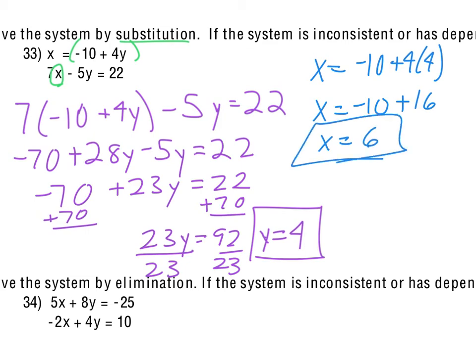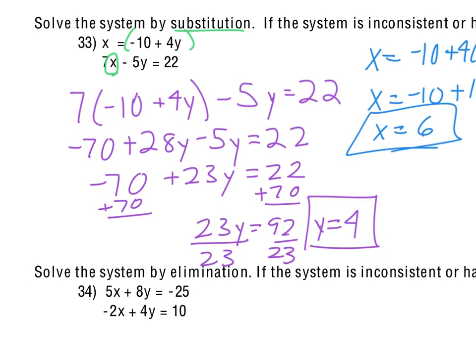Again, it is a system of equations, so once I get the answers, I should be able to plug those back in here and make sure that they do actually work. Now, of course, it should work on this one because that's where I just got that from. So it might make more sense to check it here. So I get 7 times 6, which is 42, minus 5 times 4, which is 20. 42 minus 20 is 22. So yeah, it certainly appears that 6 and 4 is the answer.